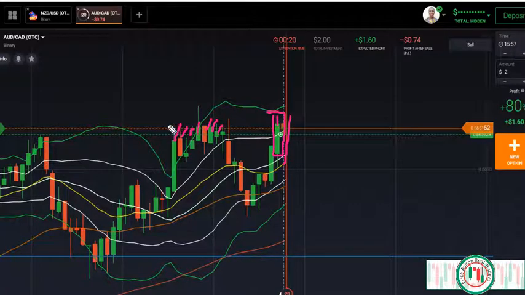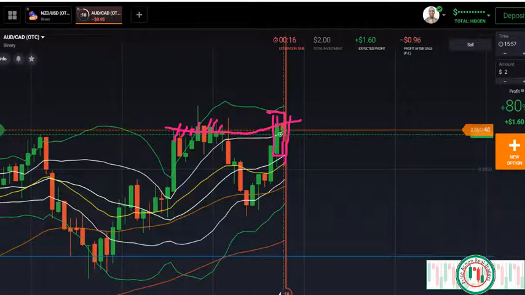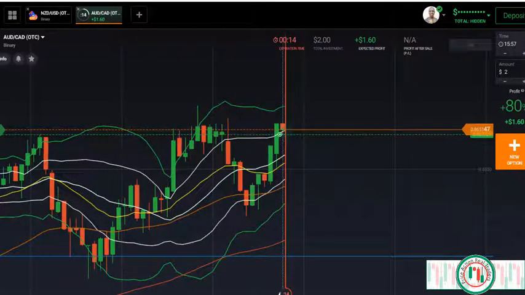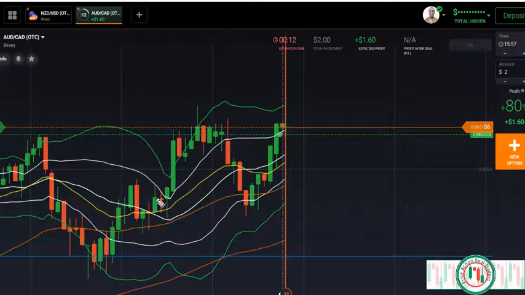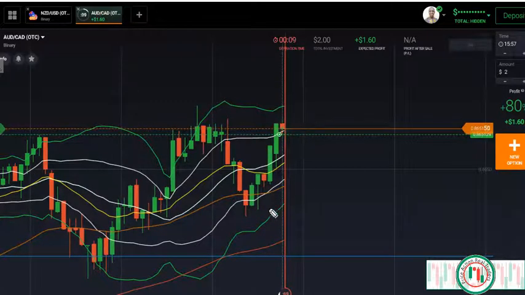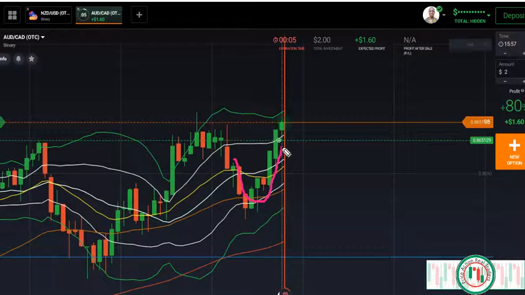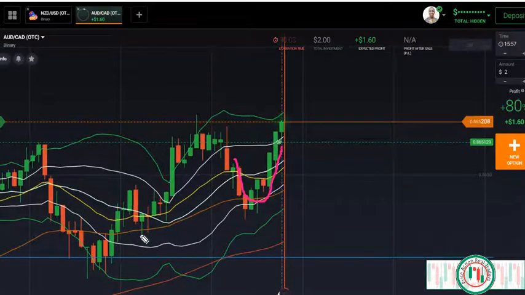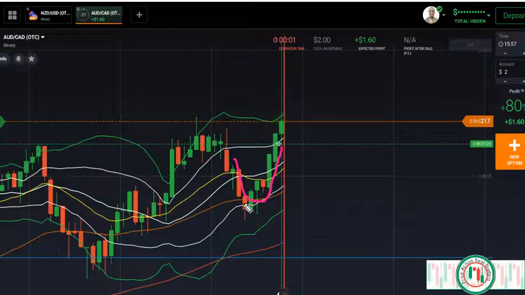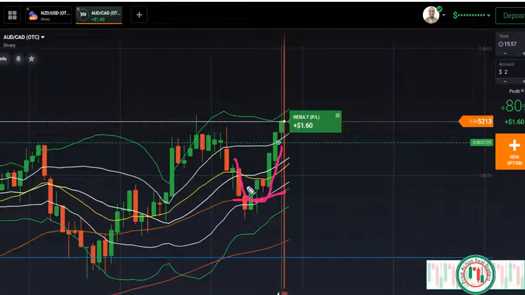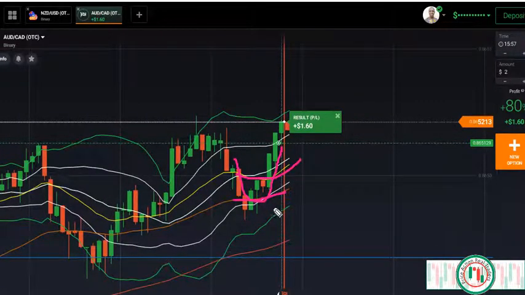Even though the market is clutching here, I know definitely this candle will close above my entry point. That's why I place my trade call option, and you see it's a pullback from this 50 and 20 MA. So that's why I place my trade call option here. So you see, it's a winning trade.